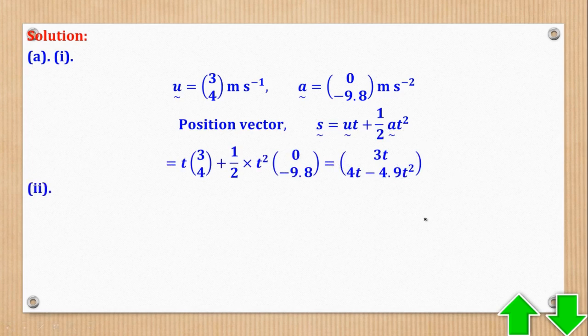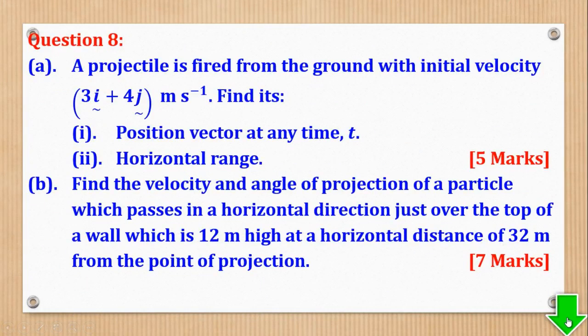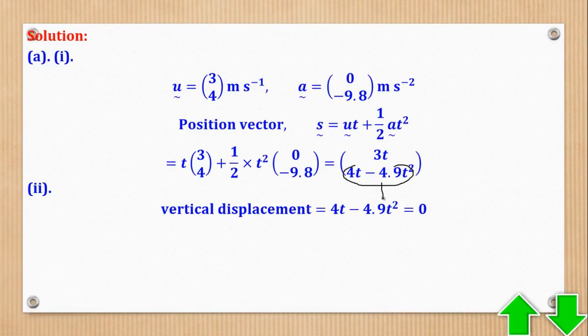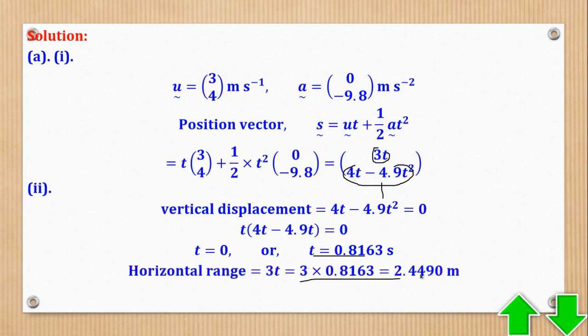Then Roman 2, they wanted the horizontal range. So range means the vertical displacement is 0. So come and equate this to 0 to give you the value of t, which is that. Then from that value of t, I can now get, remember range is the horizontal distance. So horizontal distance is here. So substitute for t to give you the horizontal range.